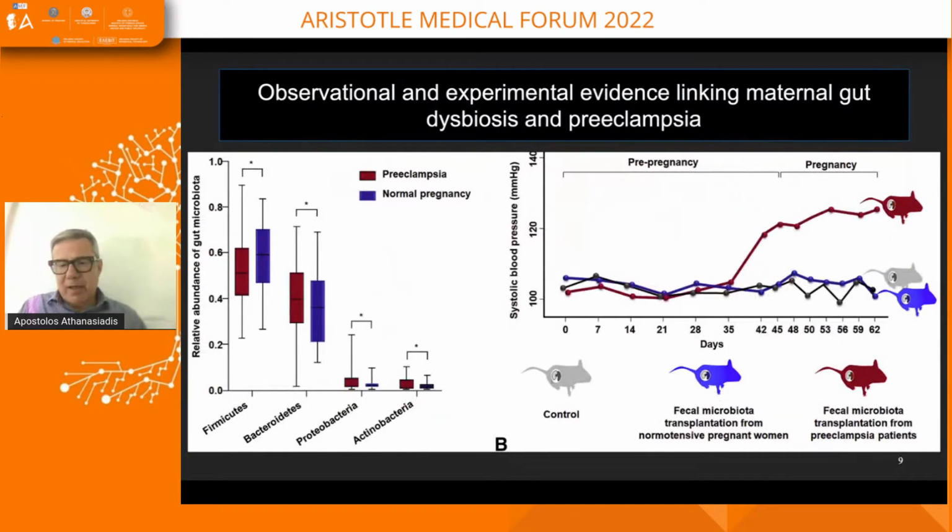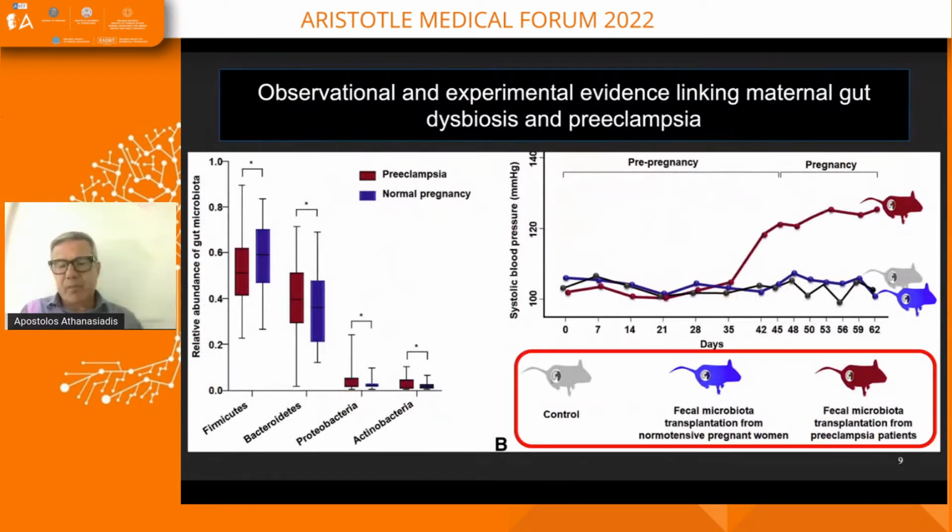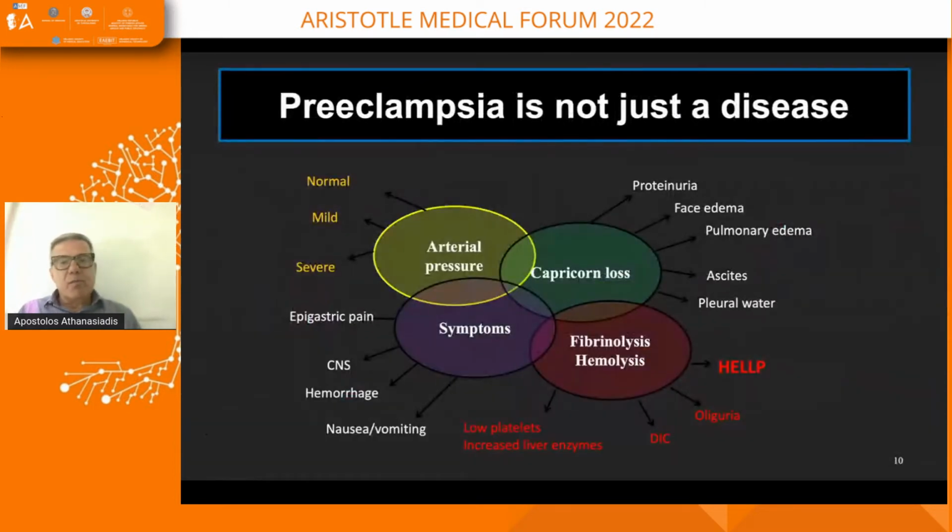But there are also other explanations. We see here pregnant rats that were transplanted with gut microbiota from normotensive pregnant women, the blue one, and from preeclampsia patients, the brown one, and we can see that the rat is developing preeclampsia. So preeclampsia is not a single disease. We can call it a syndrome.